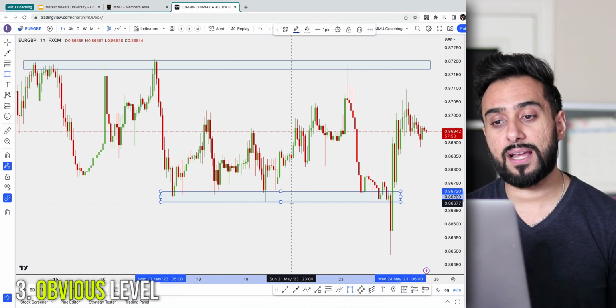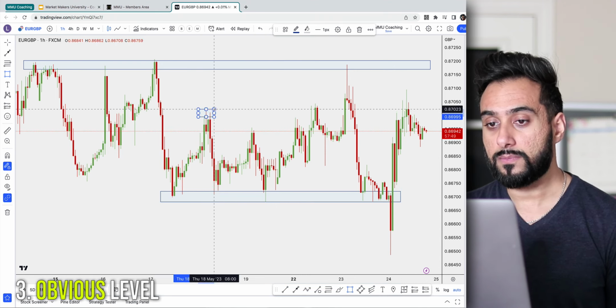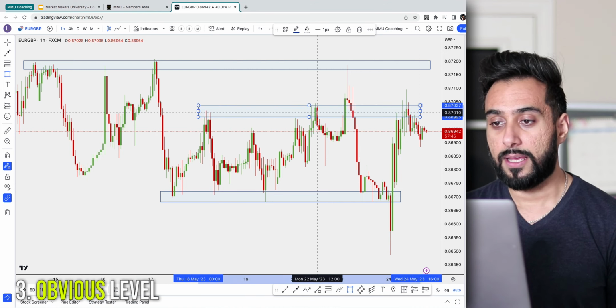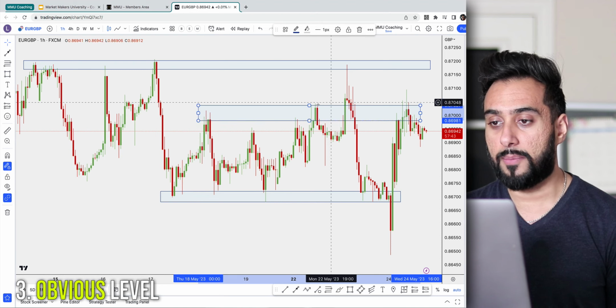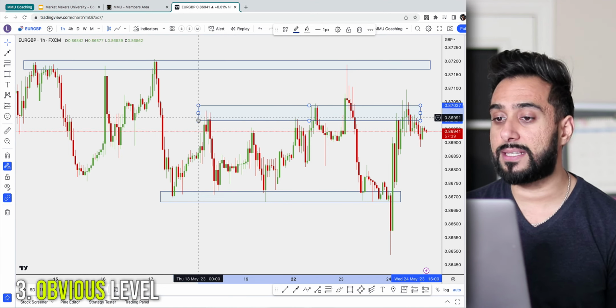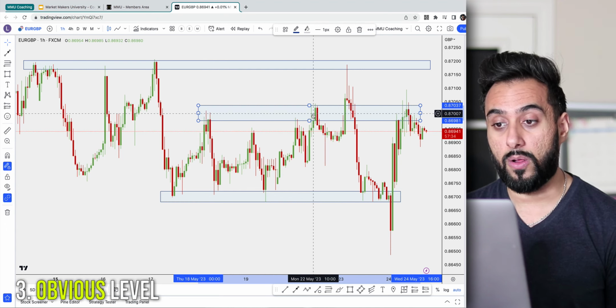Let's talk about something that's not too clean. This zone right here, price reacted, price reacted, price reacted. If you wanted to make it a little bit thicker, price reacted. I wouldn't really consider this a clean zone. Yes, the price is somewhat reacting on it, but it is not clean at all.